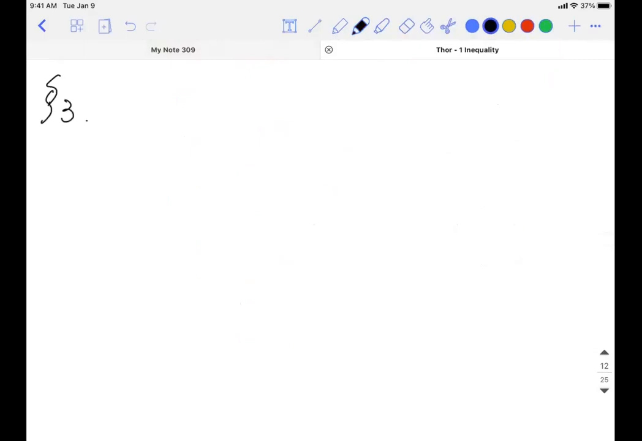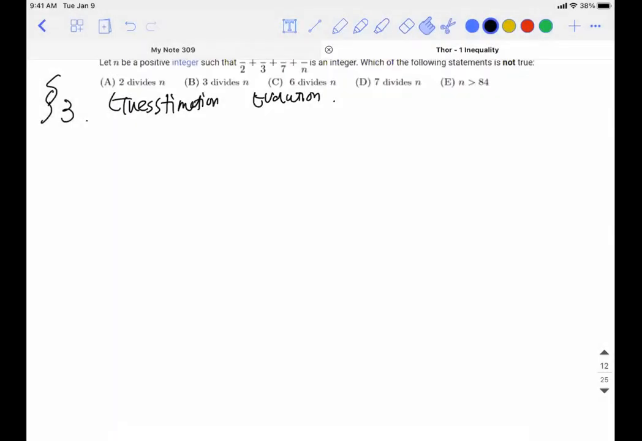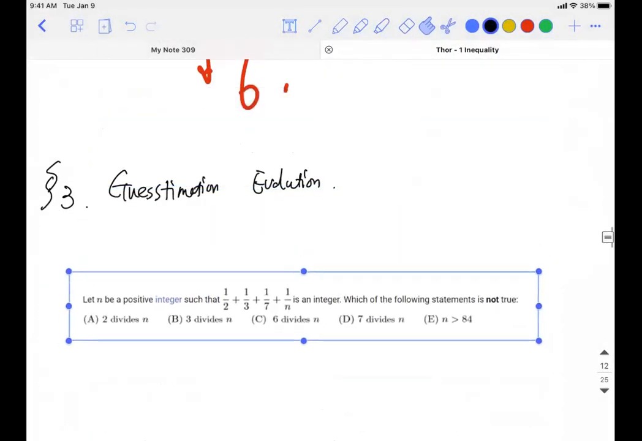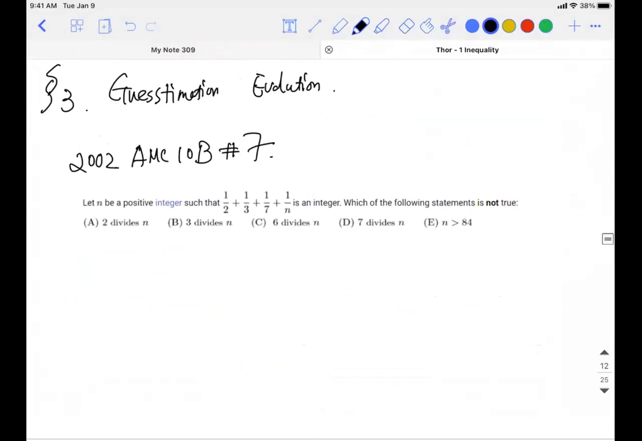Perfect. If all good, let's go to our third category. The third category, we're going to talk about how to use the inequality to do some guesstimation or evaluation, something like that. So I'm going to have a problem that comes from 2002 AMC 10B, question number 7. It's an easy problem, so I'll let you guys read the problem first.